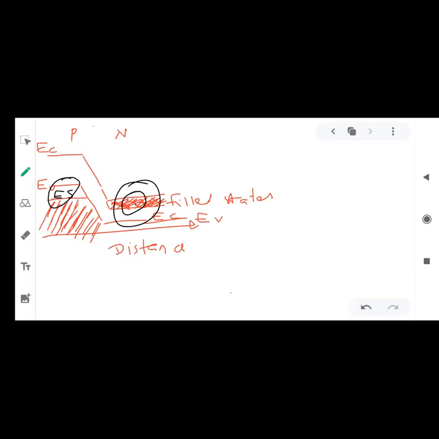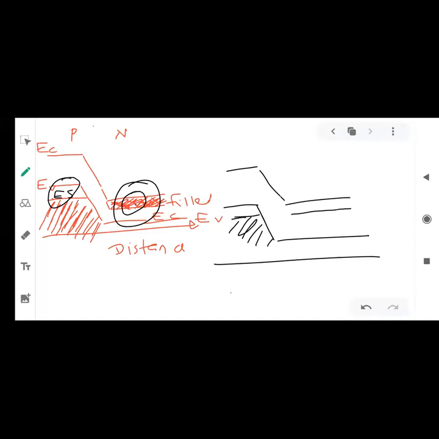So once again, I will draw this diagram here. The energy level of the empty states will remain as it is, but the energy level of the electron will increase. Why will the energy level of the electron increase? Why not the holes? You have already seen similar theory in your lower semester. Why is the energy level of the hole not going to change? Why is only the energy level of the electron going to change?